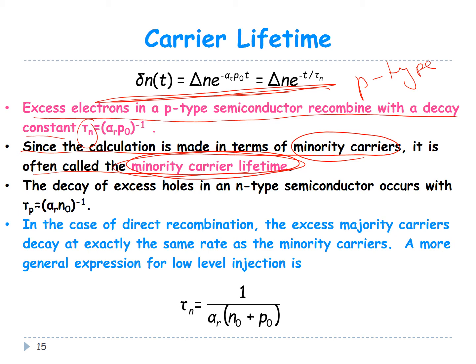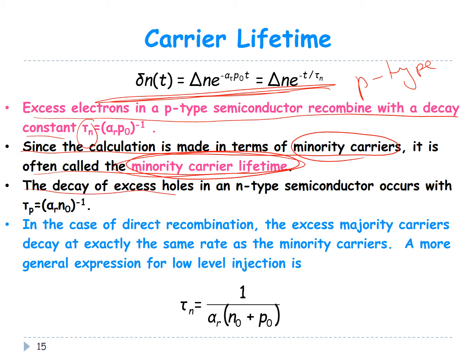So what this means is if you inject electrons in a p-type semiconductor, they will last tau n seconds, for example, before they recombine. That's the lifetime. That's the amount of time that they can spend in the semiconductor before they recombine.